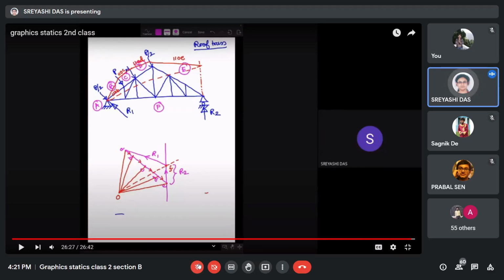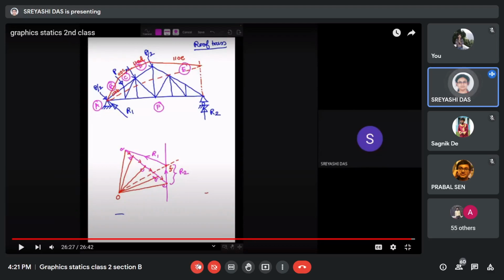Basically OB, so Purbendu has asked a question that we have drawn the line parallel to OB. We have started drawing the line parallel to OB and not started with the line parallel to OA.